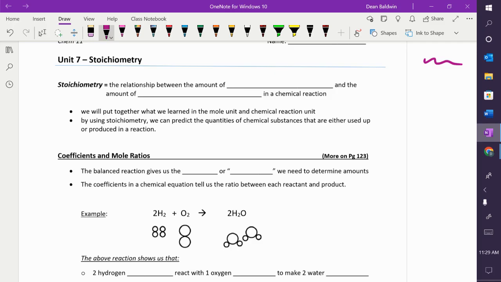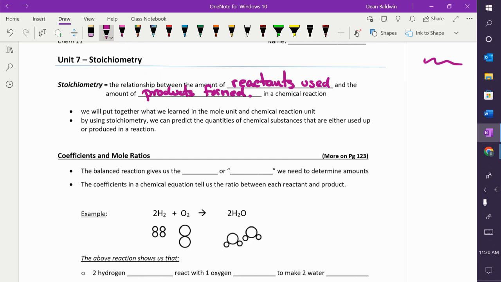Stoichiometry is the relationship between the amount of reactants used and the amount of products formed in a reaction. That's all it is. And hopefully you realize one of them is going to run out, and that's when the reaction stops.